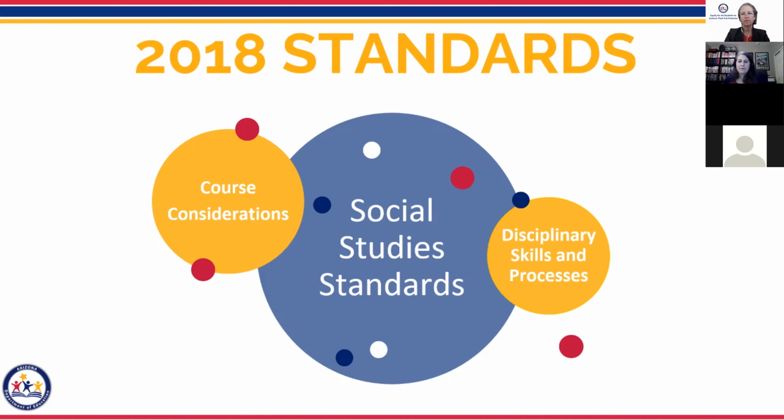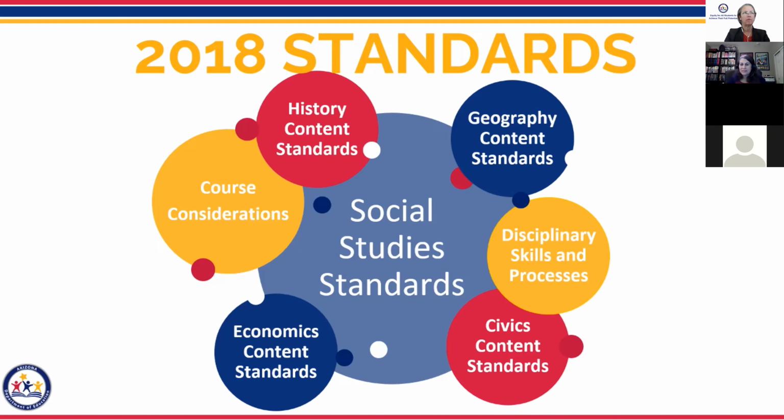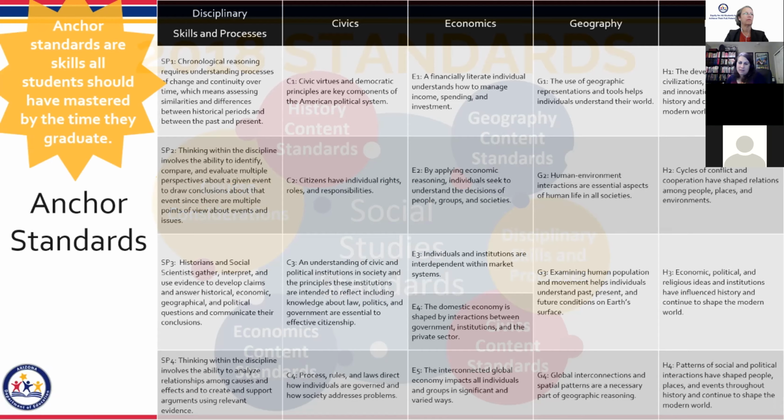So then we have disciplinary skills and processes. Those are the skills necessary to do all of those things that you guys wrote on the Jamboard, and to start them from kindergarten and work through 12th grade. So we've got disciplinary skills and processes. We've got civics content standards, economics content standards, history content standards, and geography content standards. And those content standards are very skills-based. They are what and how students will learn. So we're blending the what and the how together.